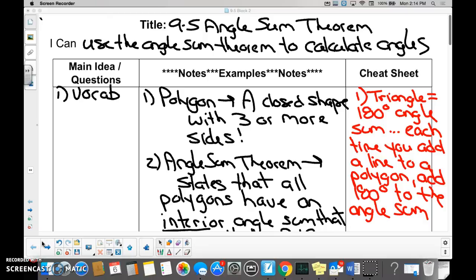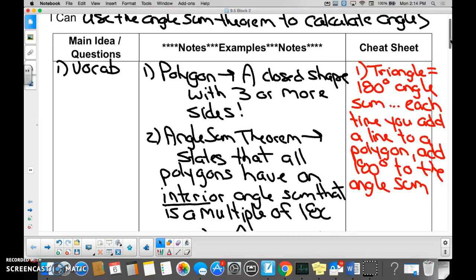What is it? Beta. N minus 2 in parentheses times 180. She said n minus 2 in parentheses multiplied by 180 is the angle sum formula. Super duper, and we're going to get there. Okay, so before we even get to that, though, let's start with the cheat sheet.